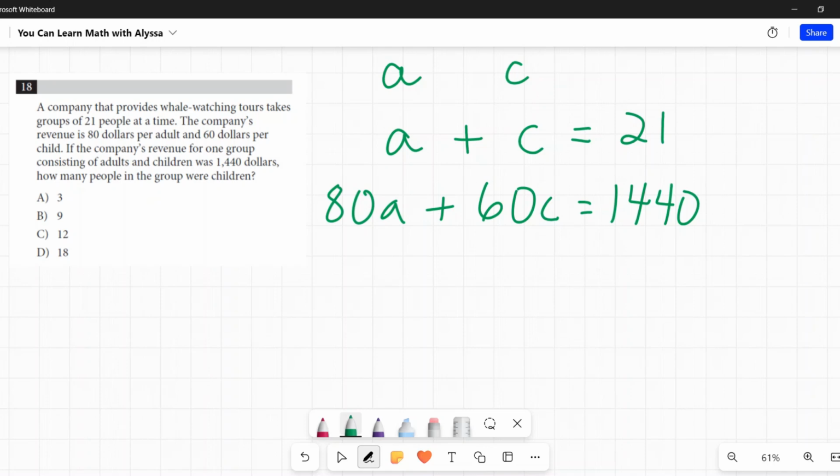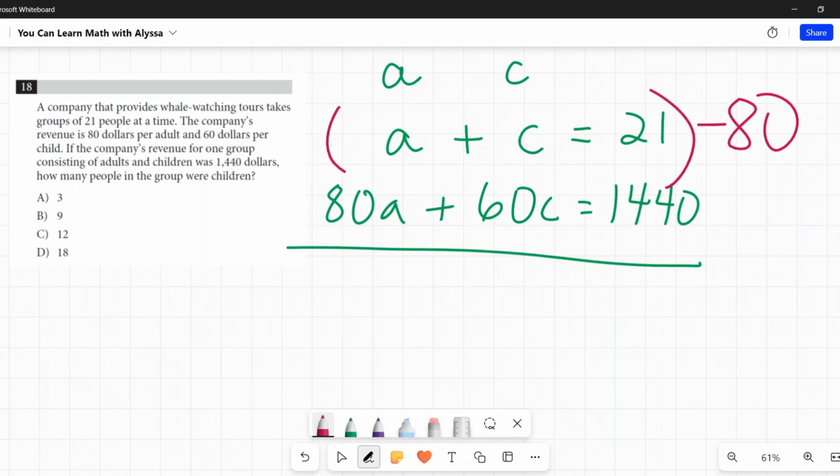So to eliminate the A, I want it to cancel out. So I want to multiply by something. When I add these together, because I'm going to add these equations together, I'm going to multiply A by something, then we'll get it to cancel out with 80A. I'm going to multiply everything up here on top by negative 80.